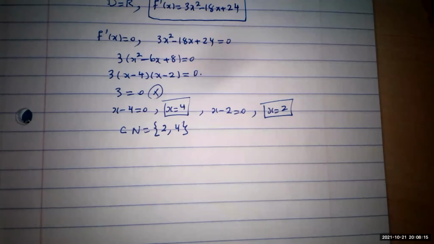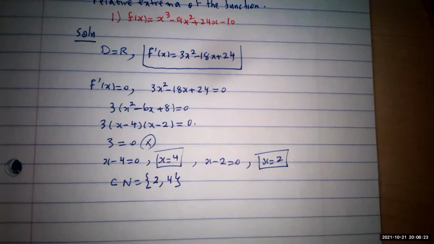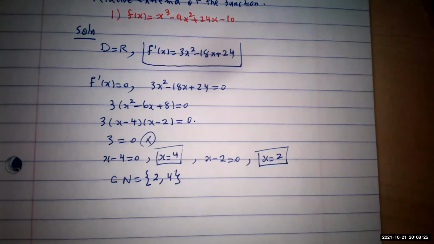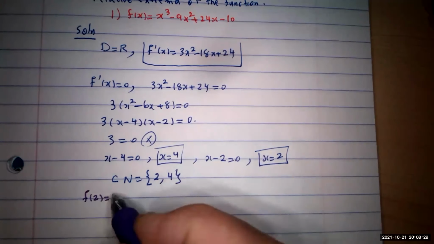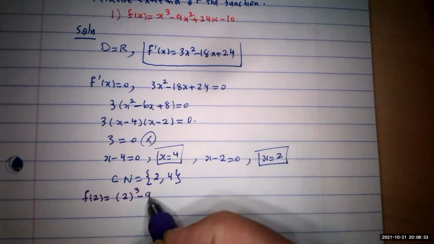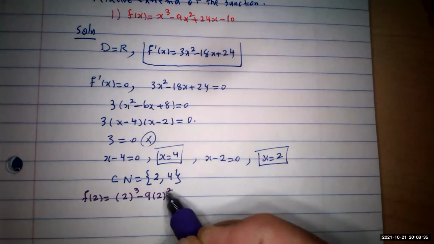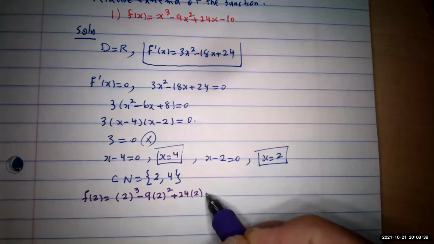Now drop it back into the function because they are the candidates for the max and the min. Go to the function. This is the original function. So find f of 2 and f of 4. That's the next step. F of 2 into the function gives you 2 cubed minus 9 times 2 squared plus 24 times 2 minus 10.